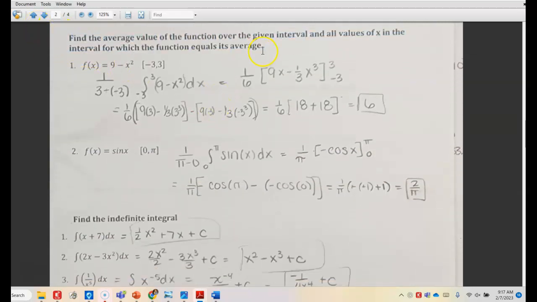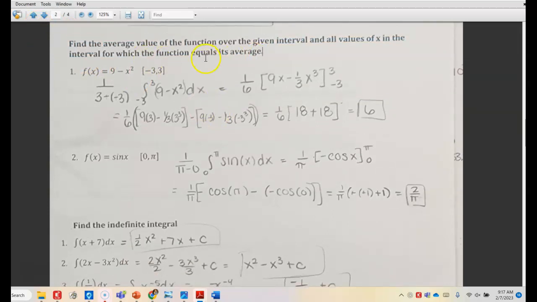So same with these 2 examples. Again, you can see these if you unstaple your packet. These are on that inside. So here's 2 more practice problems with their answers. But again, average value is 1 over b minus a.